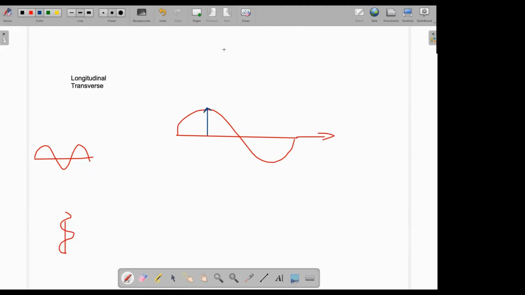A wave in which the direction of vibration and direction of motion are perpendicular to each other is a transverse wave. So in simple terms, the definition is very simple: a wave in which the direction of motion and the direction of vibration are perpendicular to each other is known as the transverse wave.